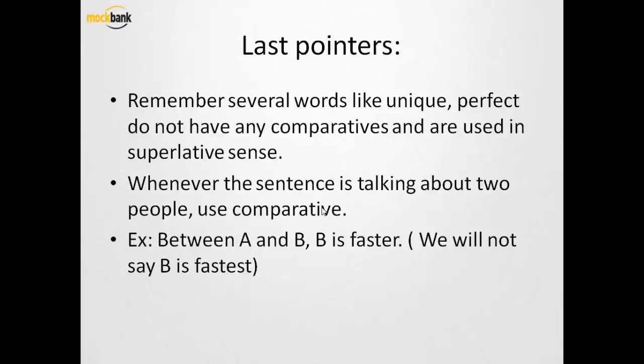Last pointers. Remember, several words like unique and perfect do not have any comparatives and are used in the superlative sense. Whenever the sentence is talking about only two people, you need to use the comparative. An example is between A and B, B is faster. We will not say B is fastest. Alright.